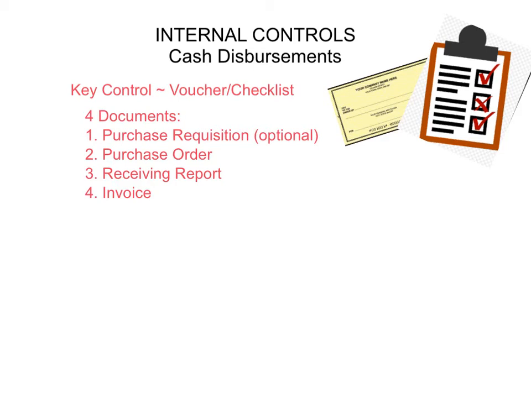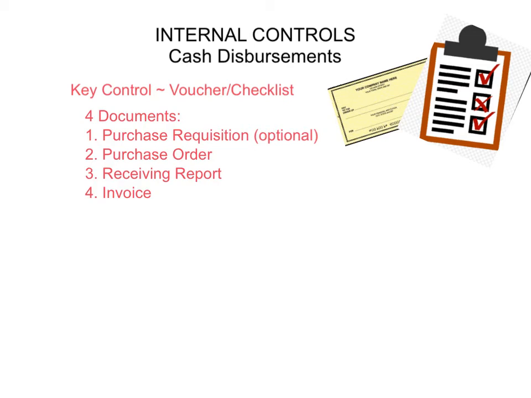Next, we need to have a receiving report from the receiving department saying that the items purchased on the purchase order were actually received by the business. Finally, we have the invoice, which is an outside source document, which is coming from the vendor or the supplier.